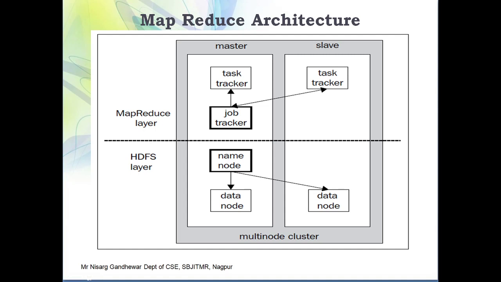So in case of the HDFS layer, mostly we have name node and data node, and on top of the HDFS layer we have the MapReduce layer where we have the concept of job tracker and task tracker. Job tracker will assign the task to the task tracker. Task tracker is present at the slave node. So this is the MapReduce architecture.